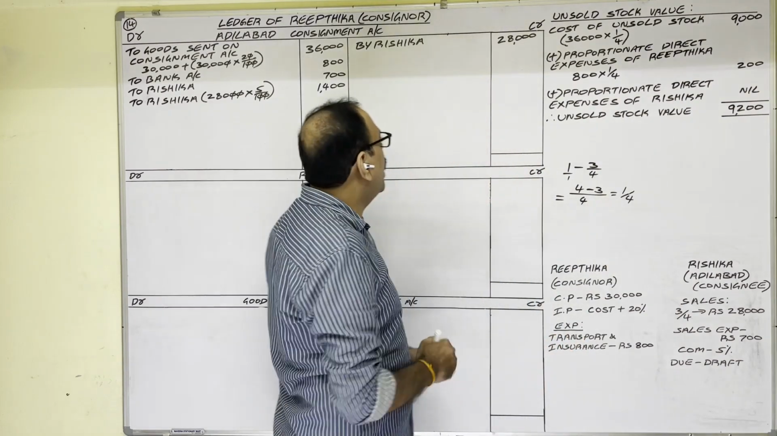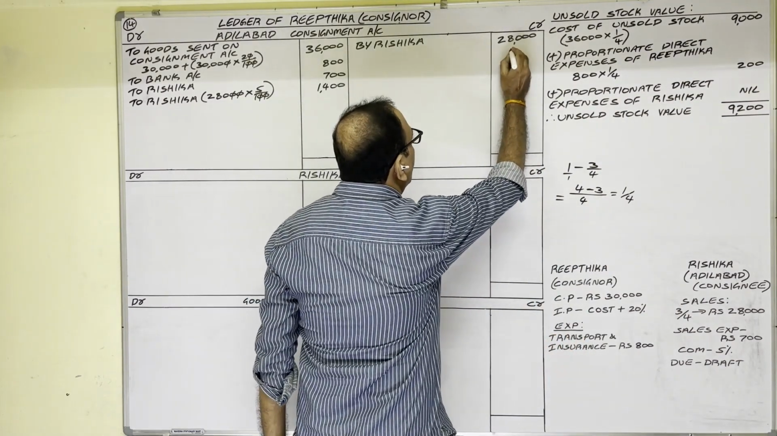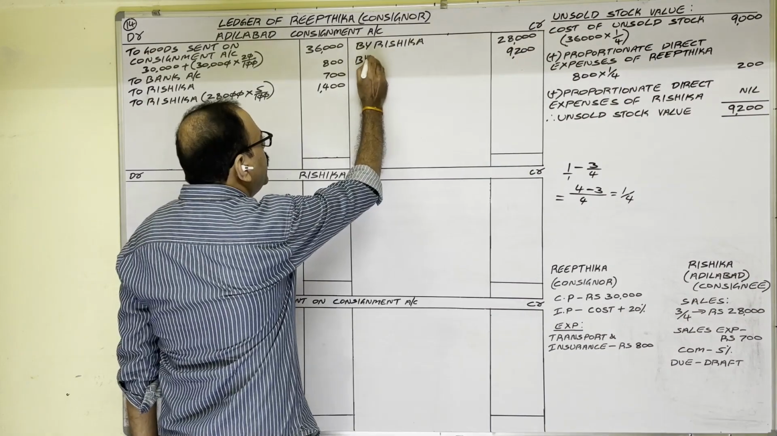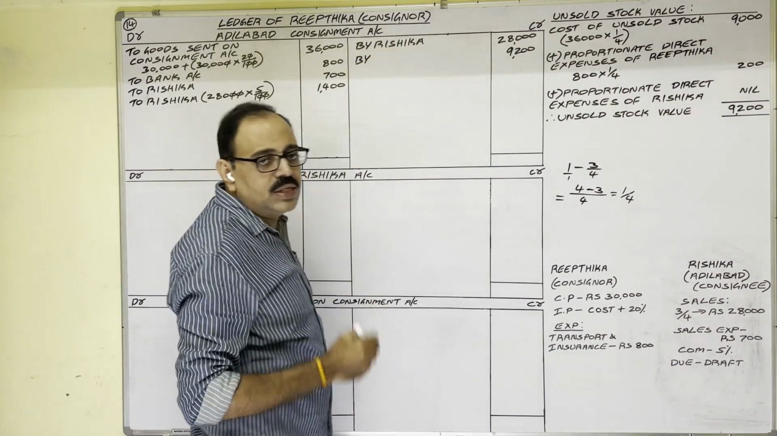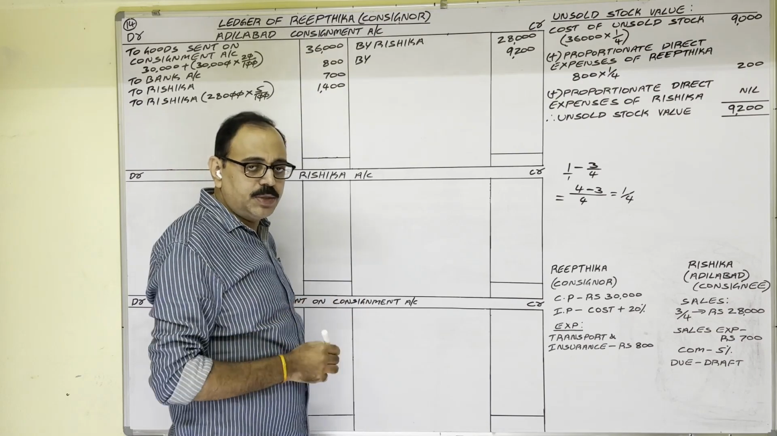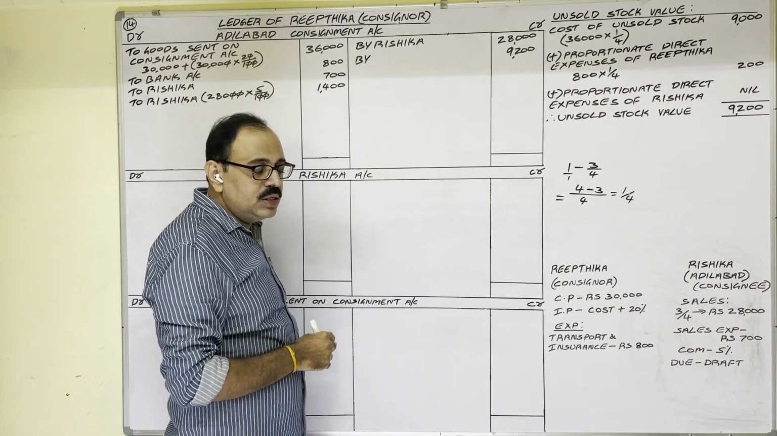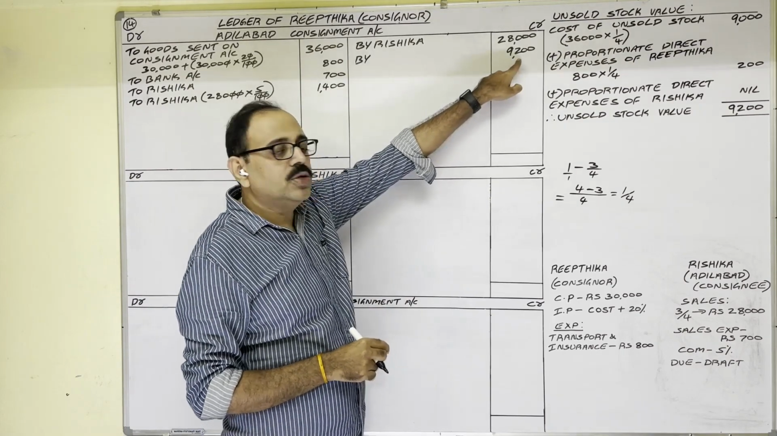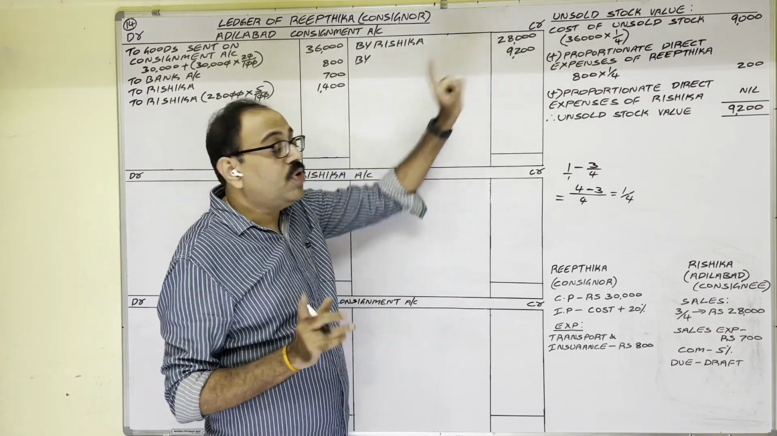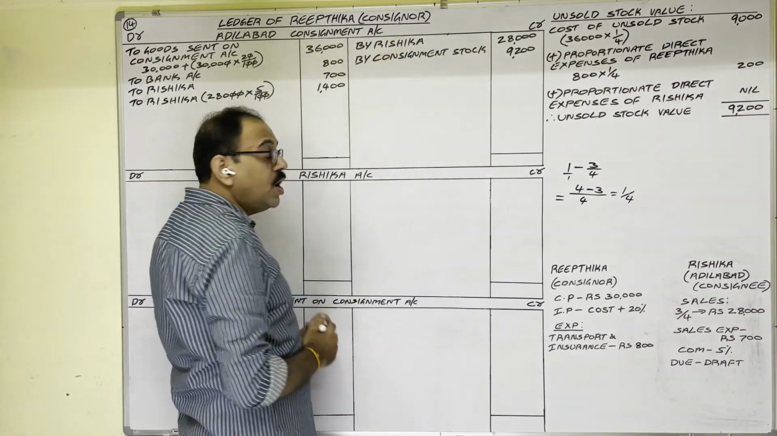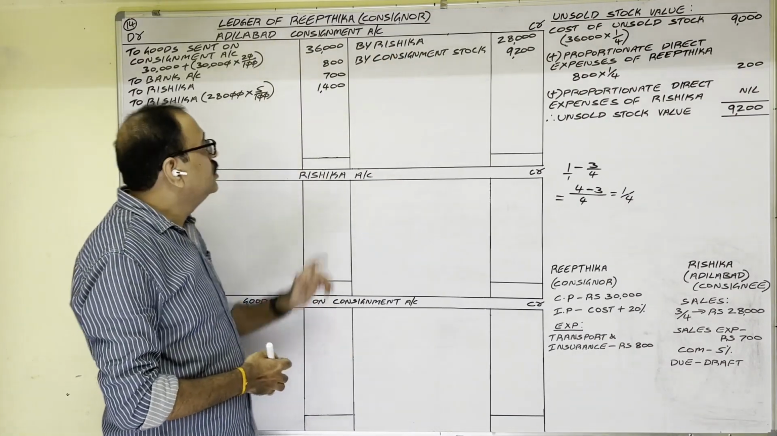And remember, unsold stock in consignment account, credit side we should write. Why credit side? It depends on the journal entry. In previous problems I explained. So I told now without using journal entries I am doing this. Therefore simply remember here unsold stock credit side. For that what to write? By consignment stock.